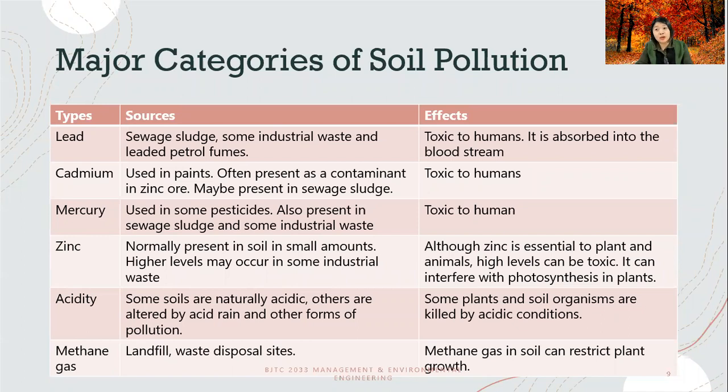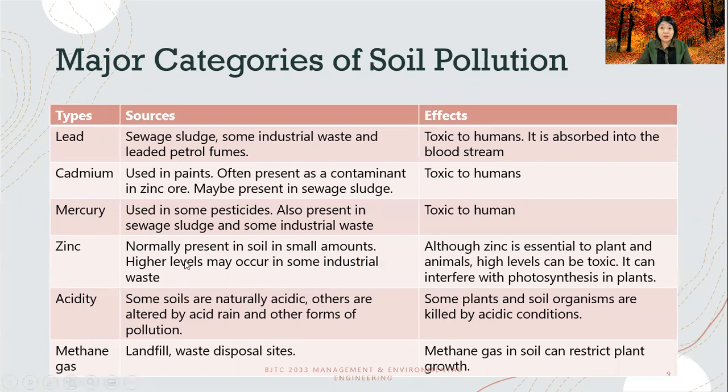So everything we send to our landfill, when we send it to the landfill, it might be spilled out. When it is spilled out, it will go to our soil. Mercury is used in some pesticides. And sometimes if you have the old style thermometers, they have mercury inside. If you break it, what will you do? You will throw it into the dustbin, right?